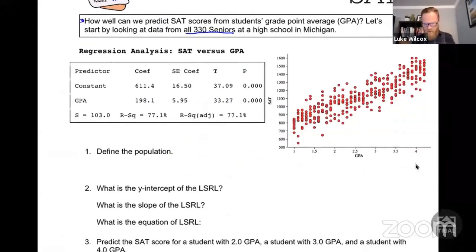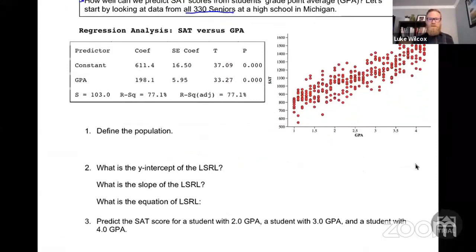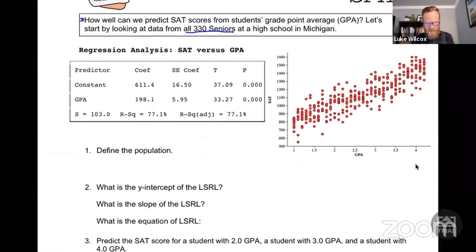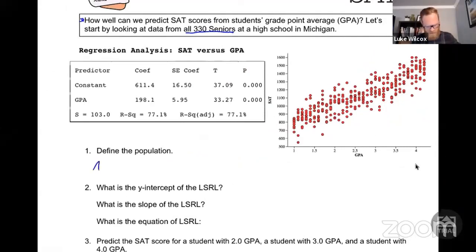So let's jump right into the questions for today. Number one is just to start thinking about what the population is in this particular context. And it's given to you right up front, and in fact, I've underlined it already. It is all 330 seniors at a high school in Michigan.